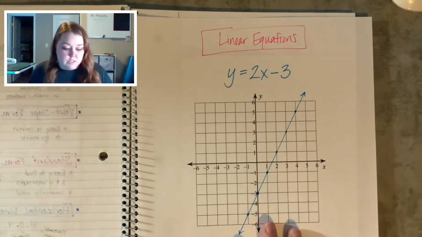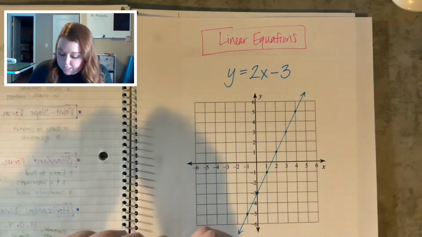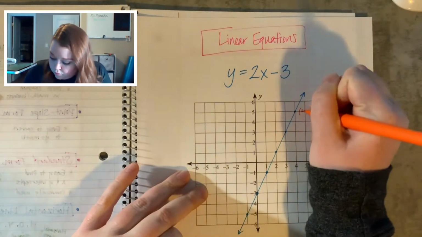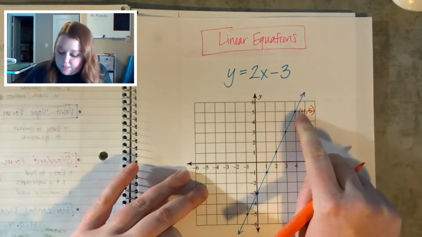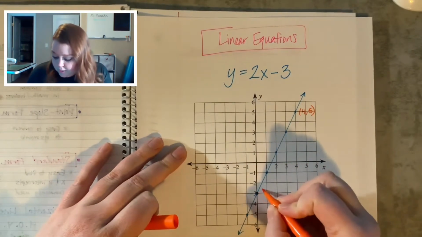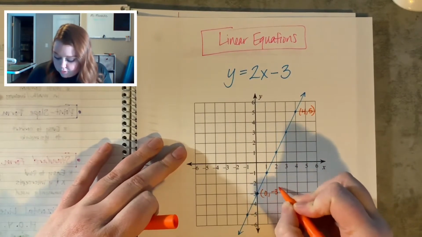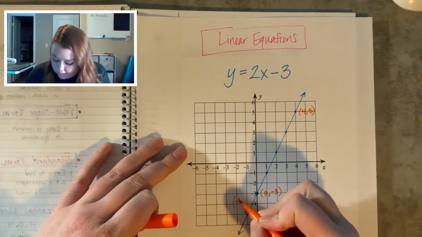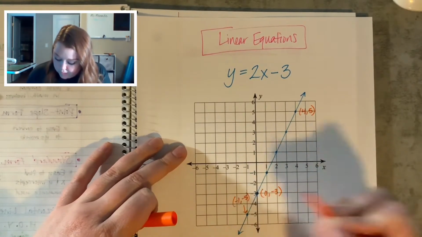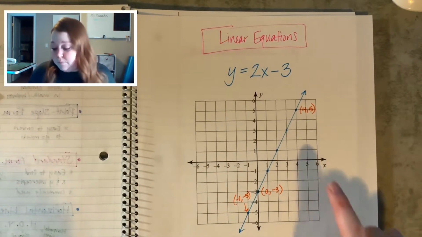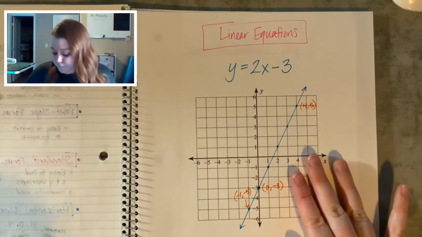So let me give you some examples of that. If I were to take this point right here, this is 4, 5. Say that's a solution to the equation because it falls on the line. I could say that this point right here, 0, -3, that's a solution. This point right here, -1, -5, that's a solution. And I'm going to prove it to you algebraically. So we're going to start with 4, 5.